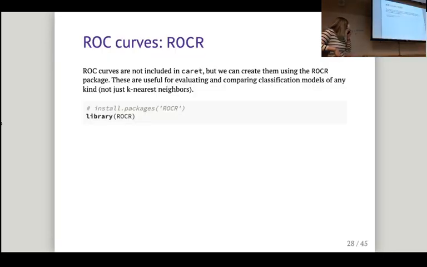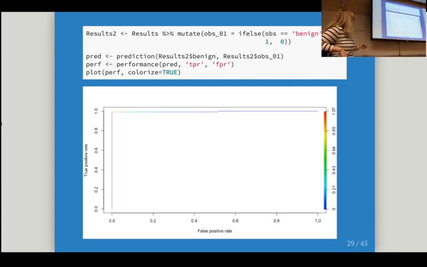Now, unfortunately, these ROC curves aren't included in Caret. We have other packages in R to use them. One that I found useful has been the ROCR package, so ROC in R. Again, we can use this on classifier models of any kind, so not just k-nearest neighbors. What it looks like is this.